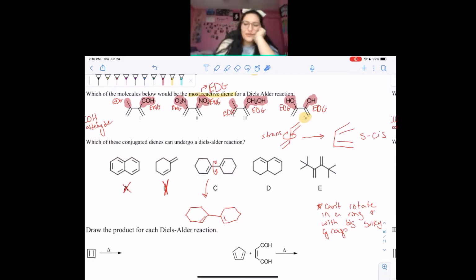And someone said I froze for a second. So basically, we can rotate this. We can rotate the single bond in the middle, and we can make it into S-cis. So yes, this one can in fact work.